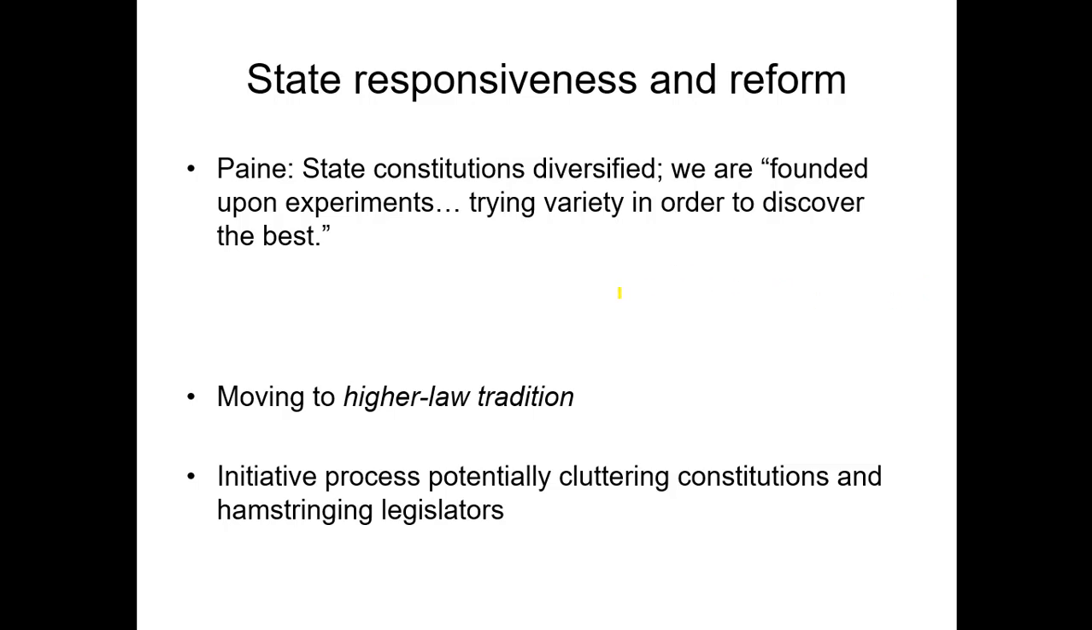Now, Thomas Paine, who wrote Common Sense, wrote here about state constitutions being diversified and founded upon experiments, trying variety in order to discover what might be the best. And so I've already talked about how our system of federalism does provide a lot of innovation. You've got 50 states that are handling their own business, and if they do something that seems to work, other states can use that and copy that, and it can even work its way all the way up to the federal level.